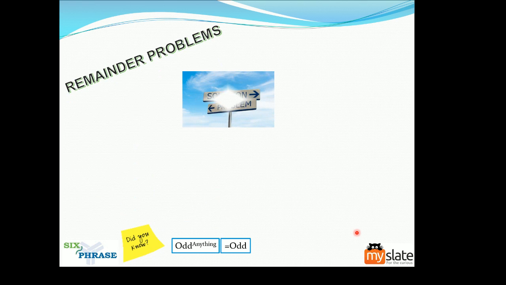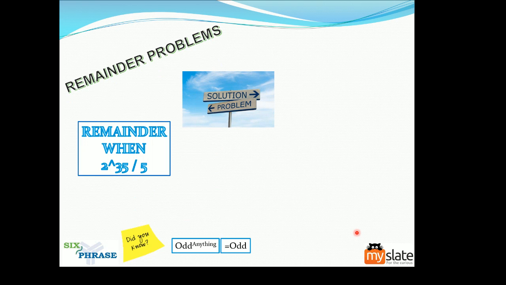Remainder when 2 power 35 is divided by 5. This is a proper remainder problem which often gets asked in many company questions. I've seen this in many company question papers, both service and product companies. So make sure that you understand this question very carefully. Remainder when 2 power 35 is divided by 5.